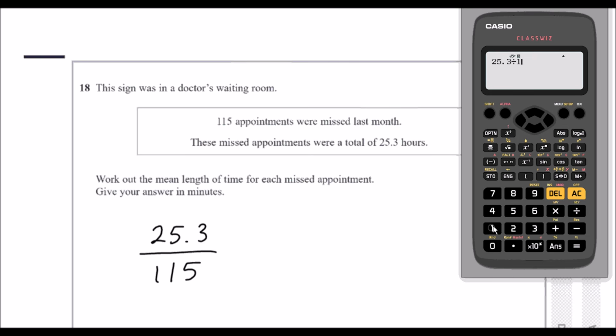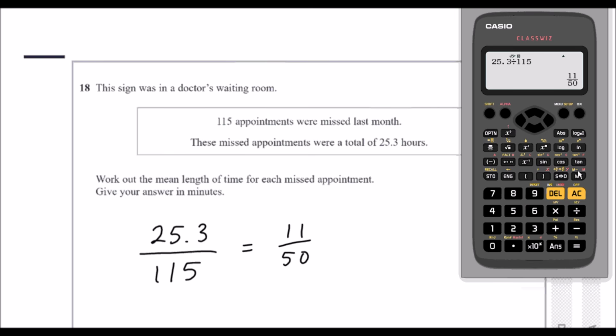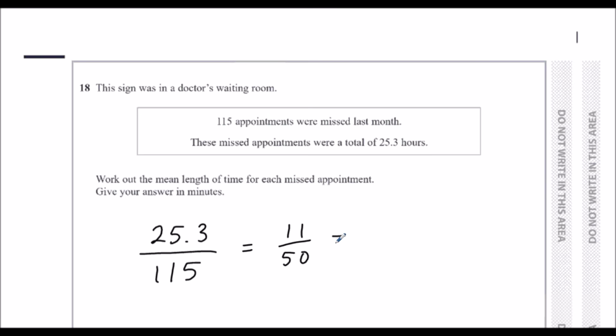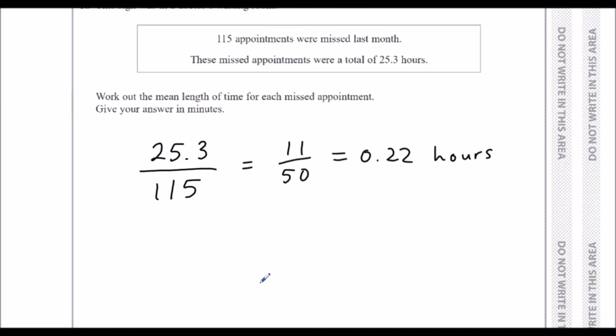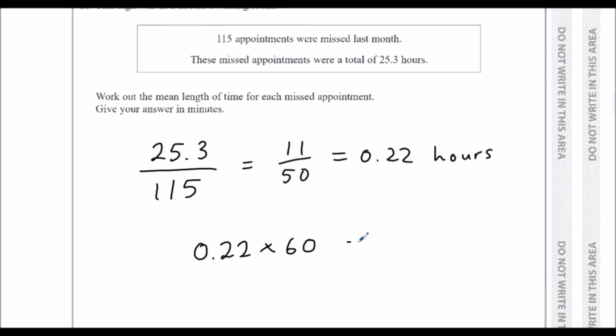25.3 divided by 115 is 11/50ths, or 0.22, but that's in hours. So 0.22 hours. We want our answer in minutes. To change from hours to minutes, we times by 60. So times our answer by 60. And we get 13.2. So 13.2 minutes.